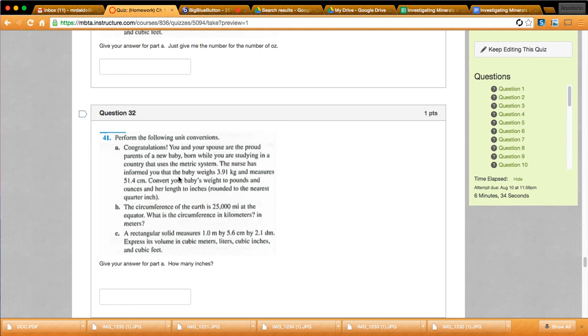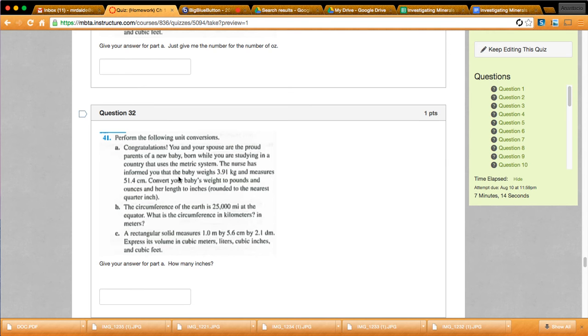Part A, how many inches? So congratulations. You and your spouse are proud parents of a baby born while you were studying in the country that uses the metric system. The nurse informs you that your baby weighs 3.91 kilograms and measures 51.4 centimeters. Convert your baby's weight to pounds and ounces and her length to inches. Okay, I'm looking for just the inches part. So 51.4 centimeters to inches.